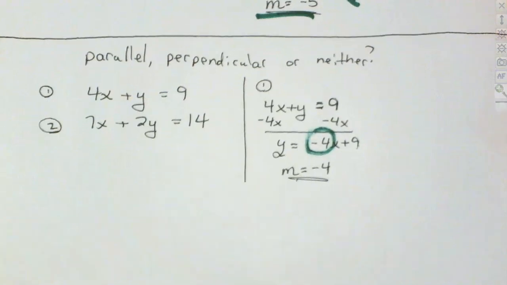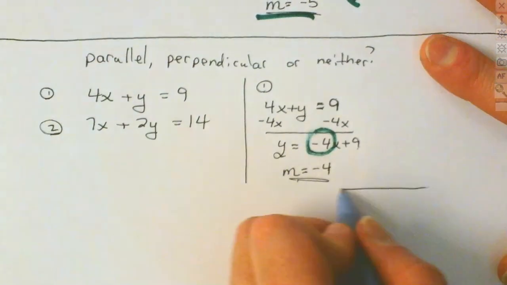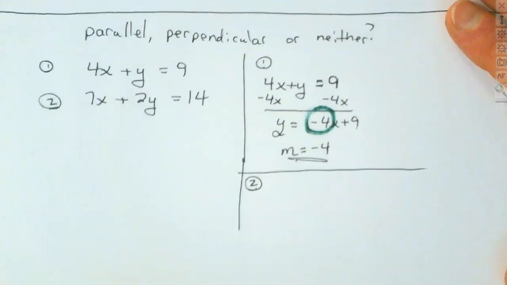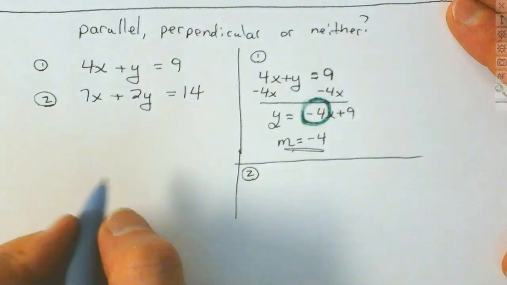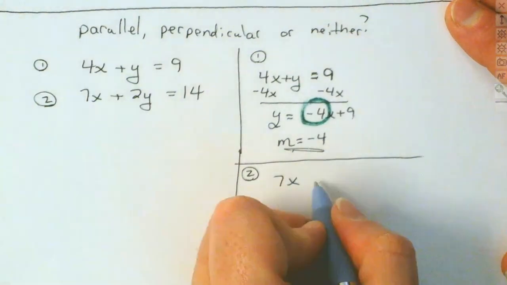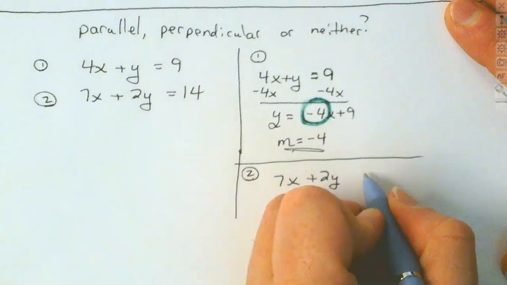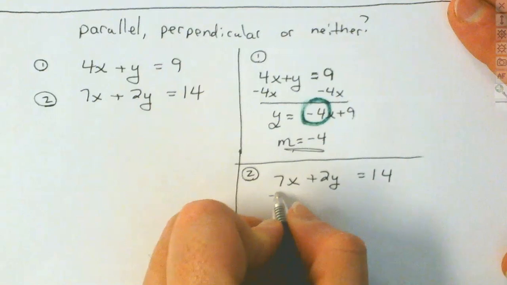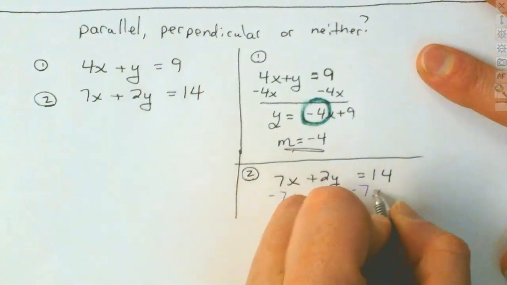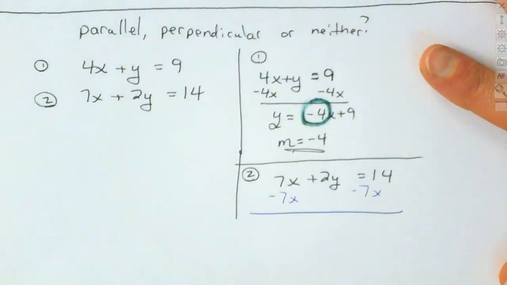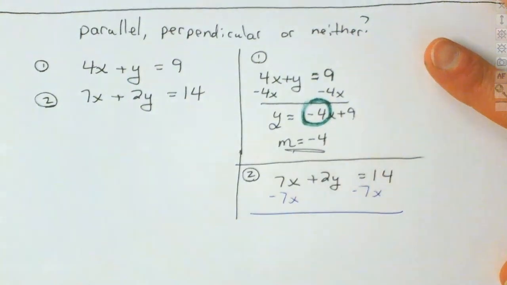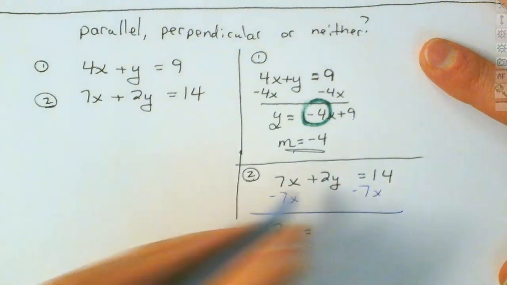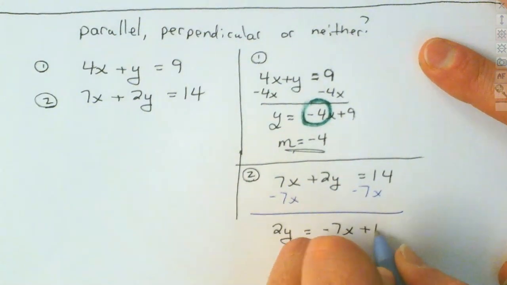Now, what about the second equation? We repeat the process for the second equation, and we see what we've got. So we've got 7x plus 2y equals 14. So we're going to move that 7x over, just like we did here. And that leaves you now with 2y equals negative 7x plus 14.